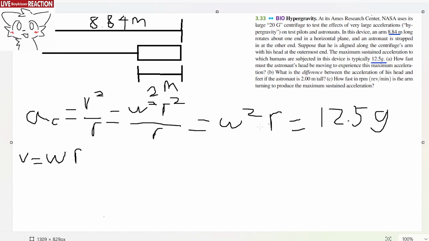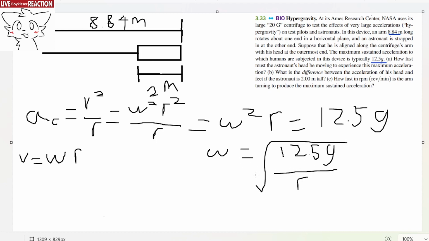For this part, we just calculate omega and then multiply it by r. So if we rearrange the equation, we get omega equals the square root of 12.5 g divided by r. And if we plug that into a calculator, we get 3.76 rad per second.